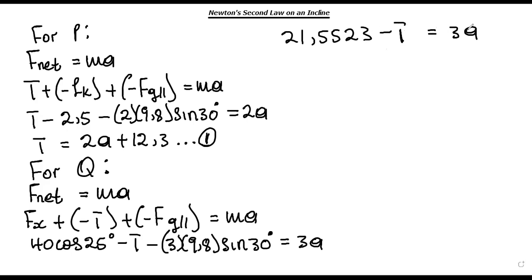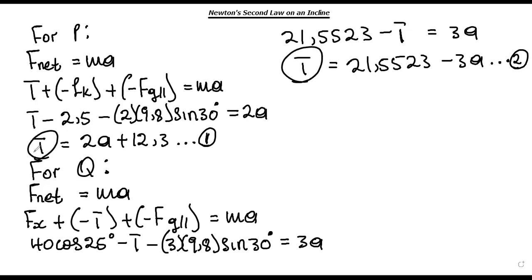Then from this point, we take T to the other side, it becomes positive. We take 3a to the left, it becomes negative. So it means our tension will be equal to 21.5523 minus 3a. And this is our second equation. So these two equations are equal because they are both equal to T. So we might as well equate them.